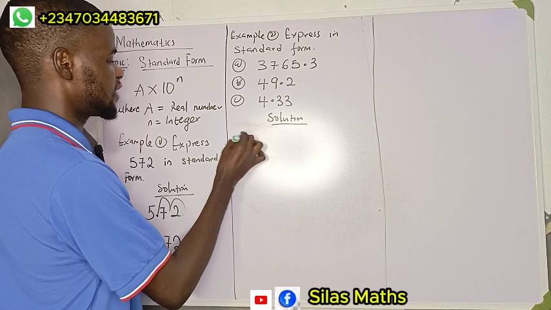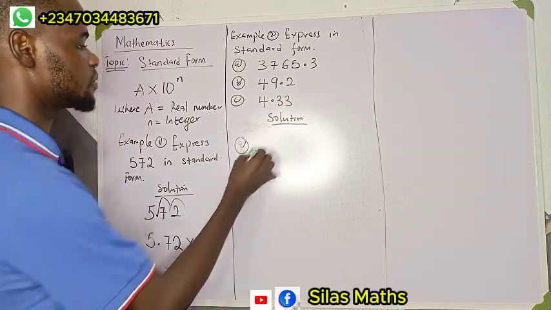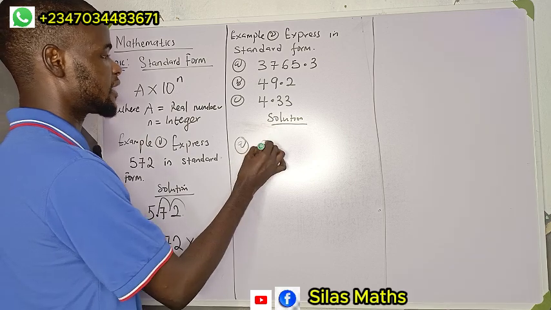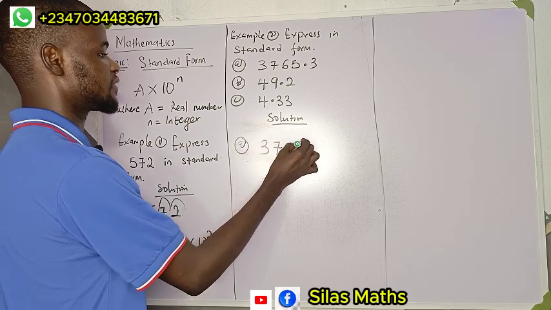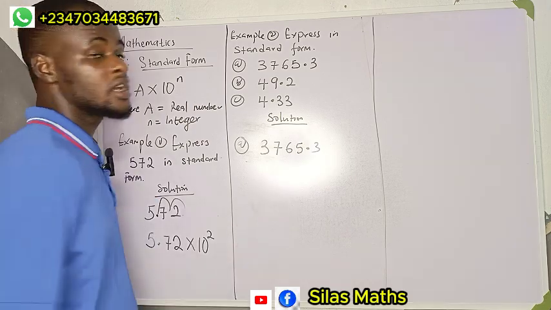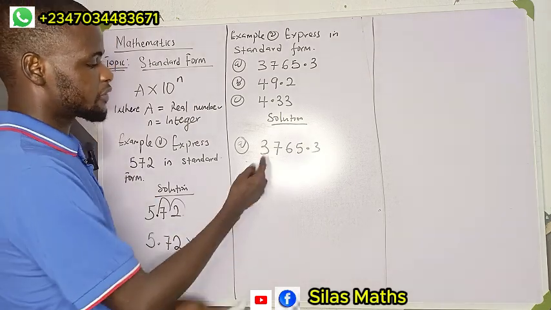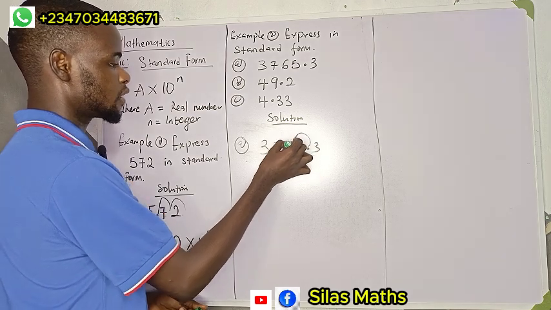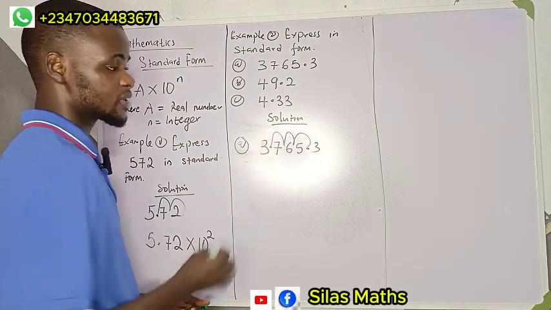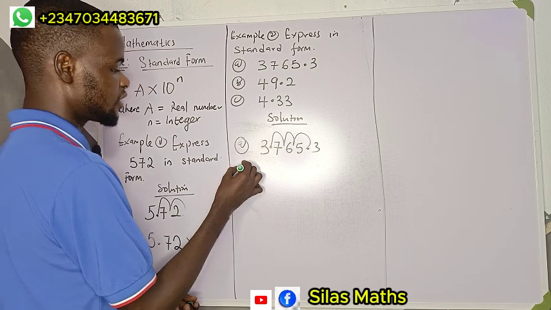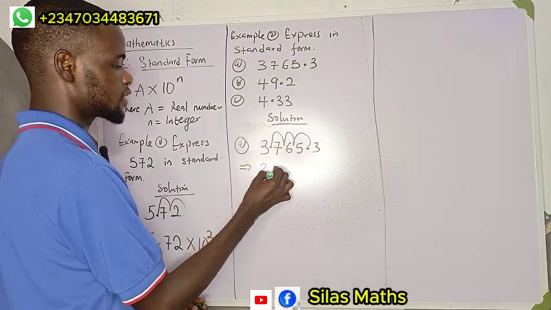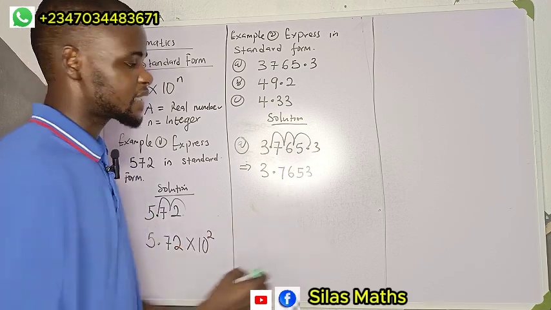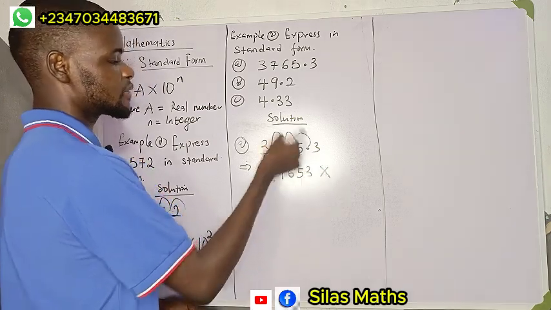So let's consider A. Remember, we're going to move the point in front of the first non-zero digit. So I have my 3765.3. So let's shift the point in front of the first non-zero digit here, which is 3. So let's move the point. We have 1, 2, and 3. So since we moved the point 3 times, the number becomes 3.7653. Then times what? How many times do we move the point?